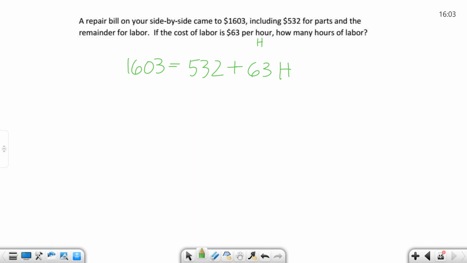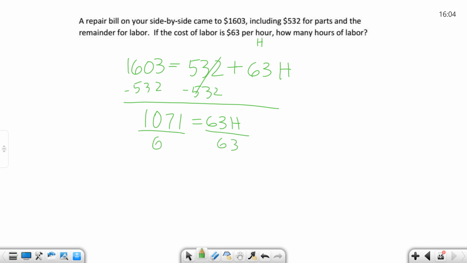All right, so what I do first is subtract my 532. And then it's going to be 63H over here. And 1603 minus 532 is 1,071. Let me just make sure before I move on that I didn't goof that up. 1603 minus 532 is 1,071. Then we're going to divide by 63. 630 goes in 10 times, and it's not 1,200. And 3 into 1 is going to be a 7, so I'm saying that's 17. I can divide it by 63, and it should be 17. It is 17. So 17 equals H.